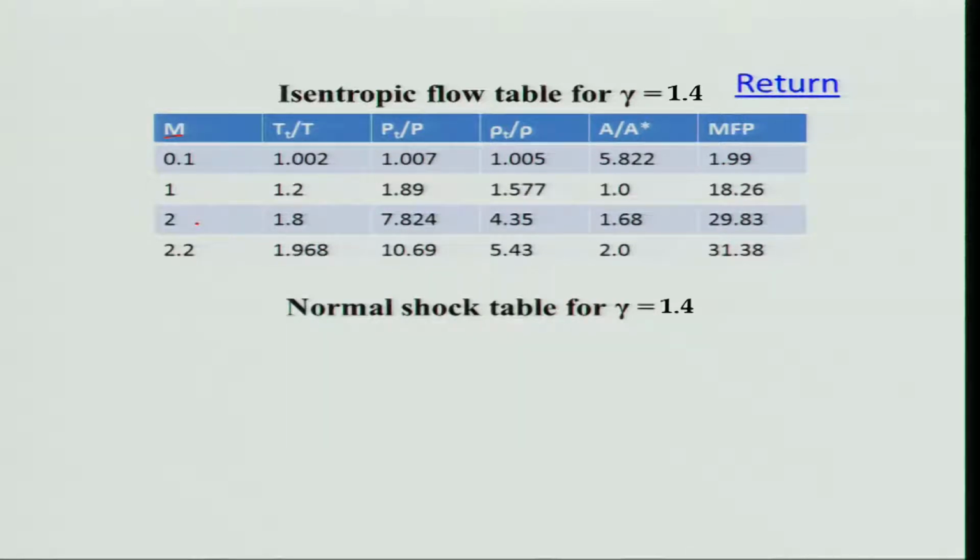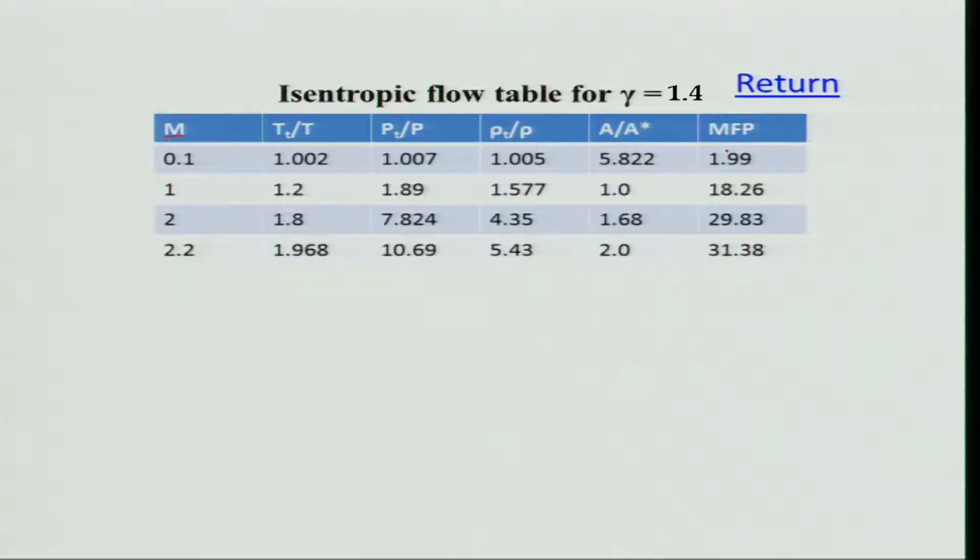What can you observe from this table? When the Mach number is 0.1, you will see the temperature ratio T_t by T is almost equal to 1. But when the Mach number becomes 1, what happens to T_t by T? It is 1.2. You cannot neglect the effect of Mach number when it is very high, which I have already discussed. Similarly, P_t by P is 1.89, while at the low Mach number it is 1.007. Similarly for the density. And what happens to area? Area becomes 1 at the sonic condition, Mach number equal to 1. So, the area ratio will be minimum, that is A by A_T or A star is equal to 1.